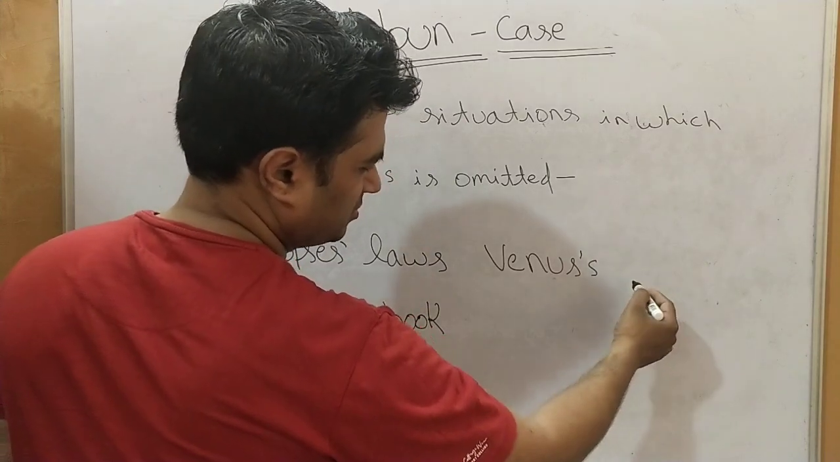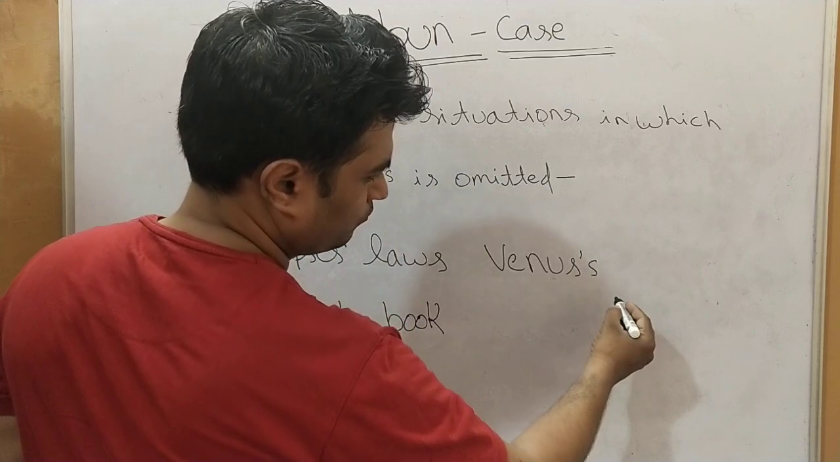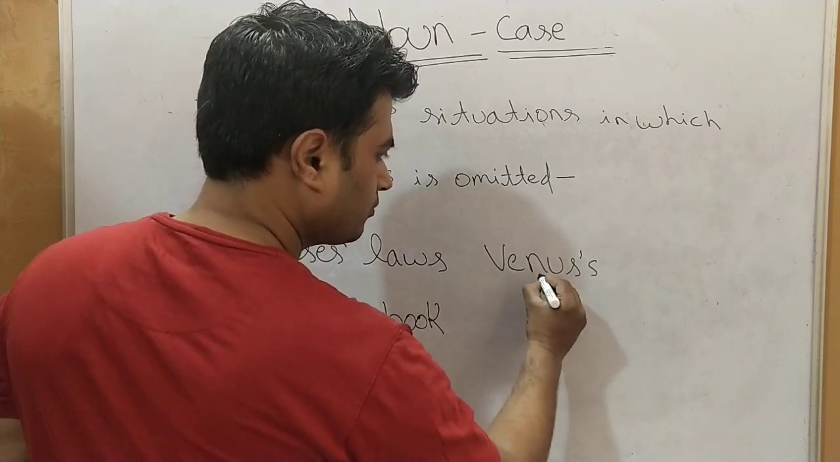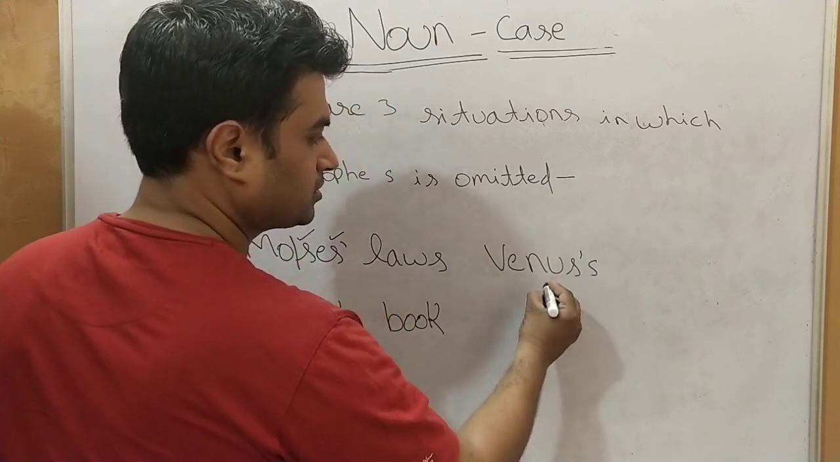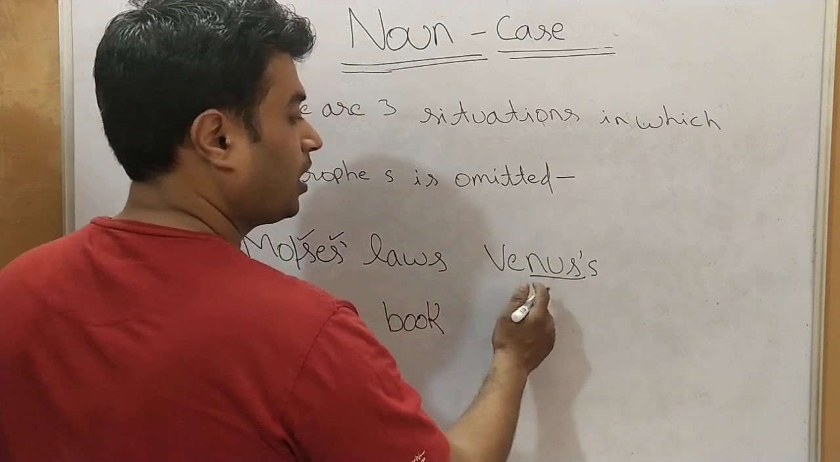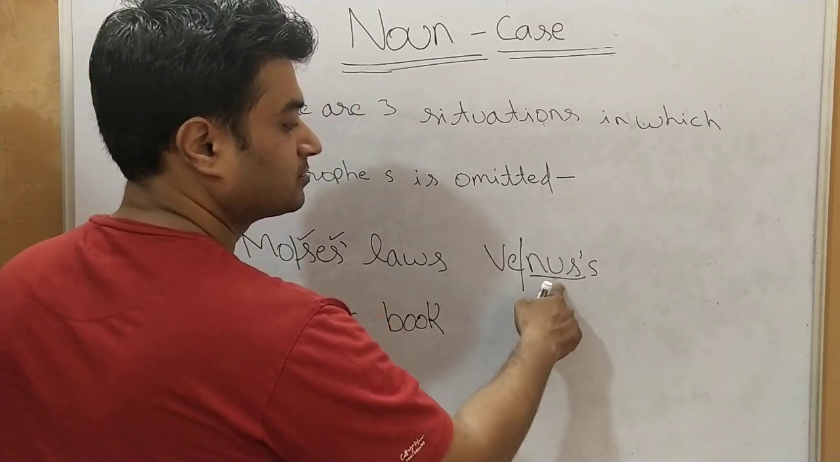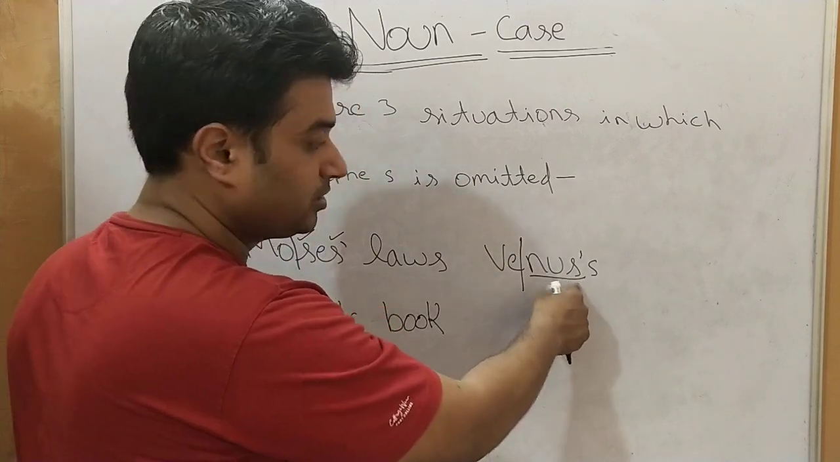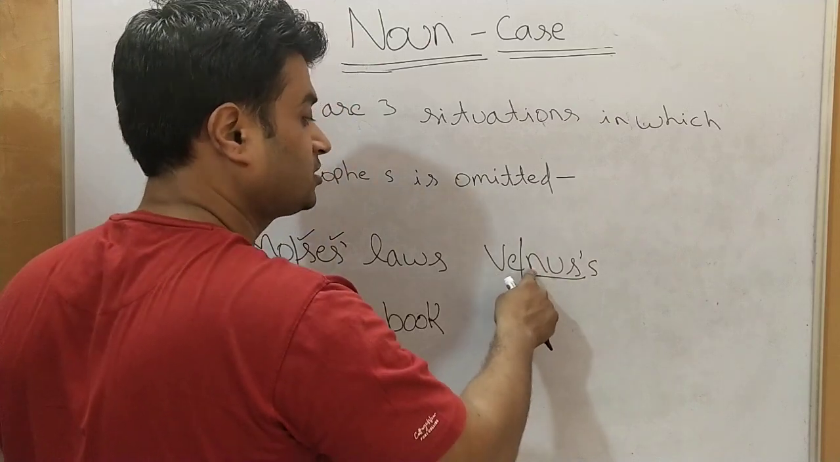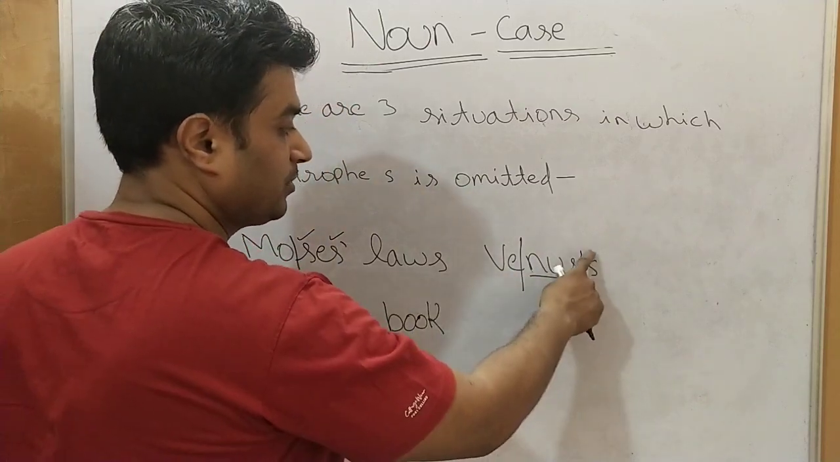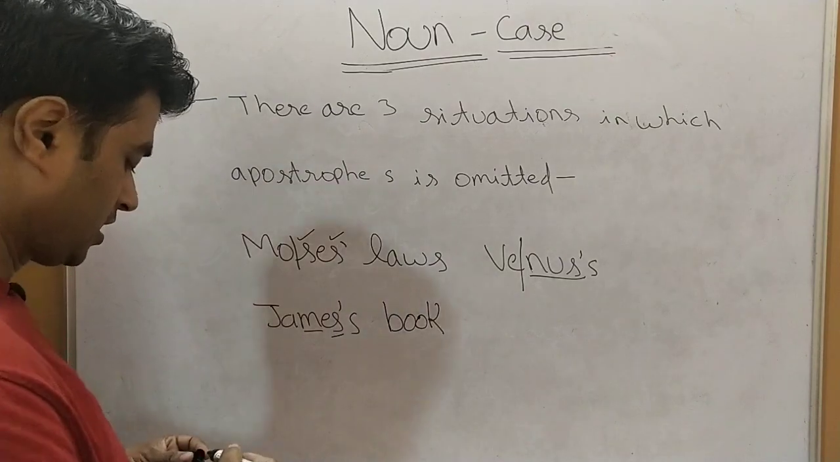We can say Venus's anything we can write. So here we have to use the apostrophe S, because why? Because in Venus, "nus" is the second syllable, but it starts with N, not S, so we have to use apostrophe S here.